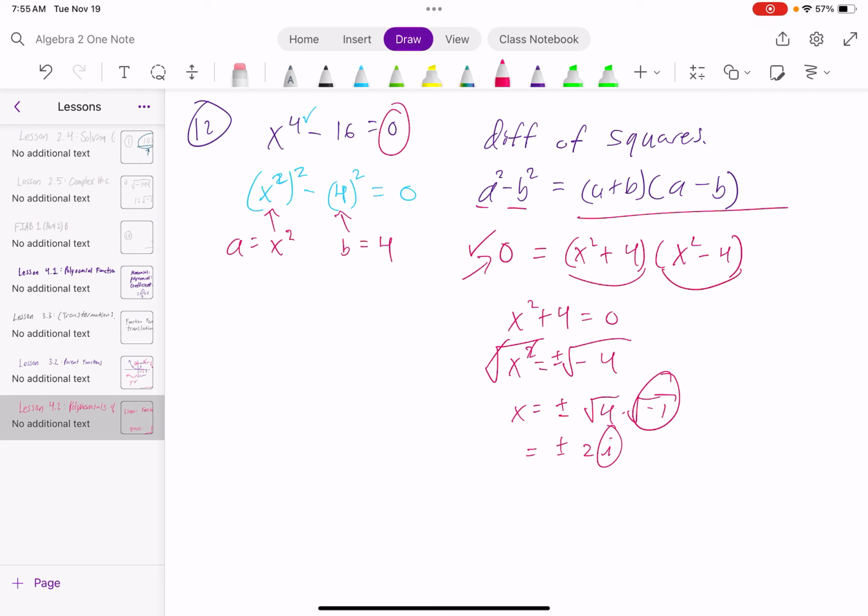And for this one, I may have skipped a step. x squared minus 4 is 0. Move the 4 over. That's what you get. So x is equal to 2, negative 2, 2i, and negative 2i. That's it.